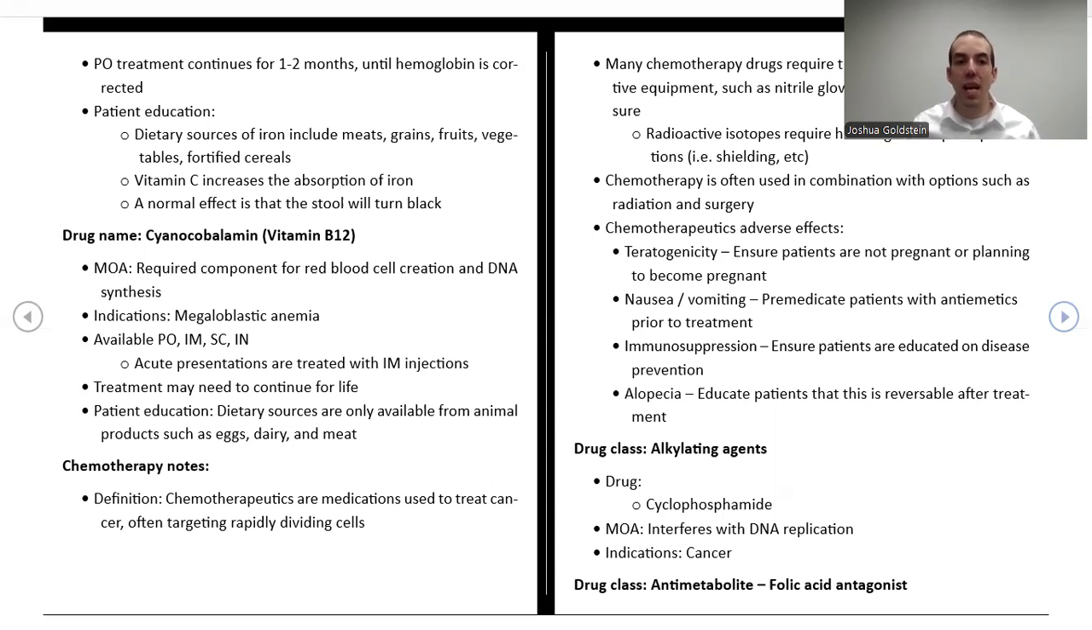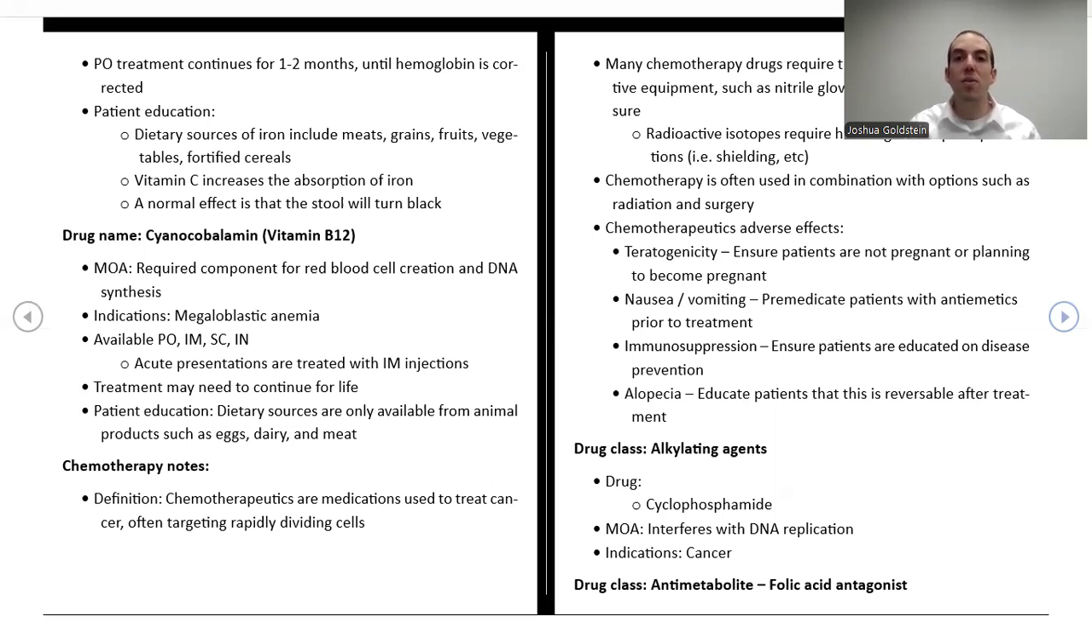Chemotherapeutics are medications used to treat cancer, often targeting the rapidly dividing cells, which is what distinguishes them from our regular healthy cells. Many of the chemotherapy drugs require special handling precautions, such as nitrile gloves, shielding, and other things. I'm not going to get too into that. I don't think the NCLEX would either, but just understand the basic concepts that some of the chemotherapeutics may have special handling restrictions, especially things like the radioactive isotopes that need shielding because of harmful effects they can have to you as the nurse.